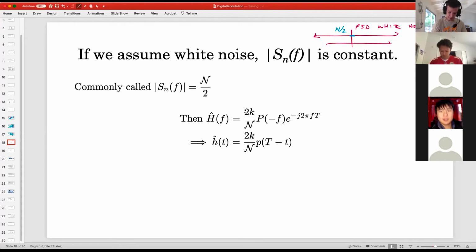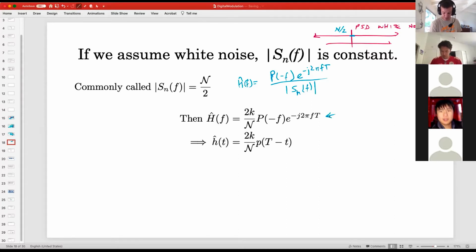So then what have we done here? We have subbed in, remember, H hat of f on the previous slide was P of minus f, capital P, minus f, e to the minus j 2 pi f t over magnitude S_n. Okay, so instead of divide by N over 2, we get multiply by 2 over N, and then that gets us to this line.